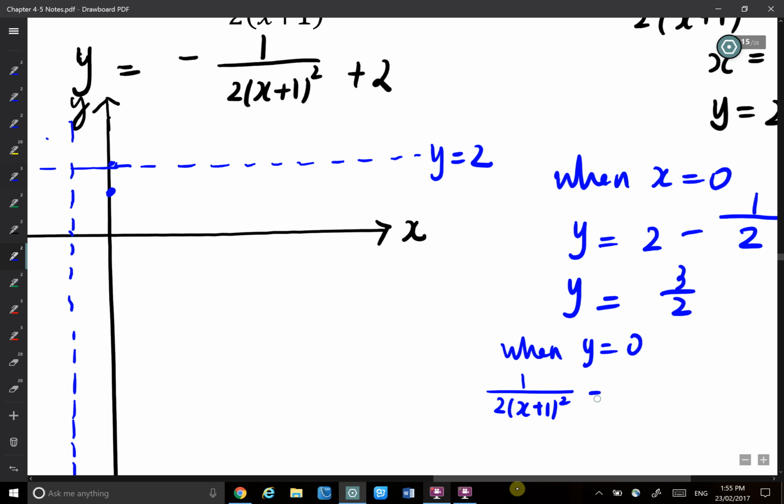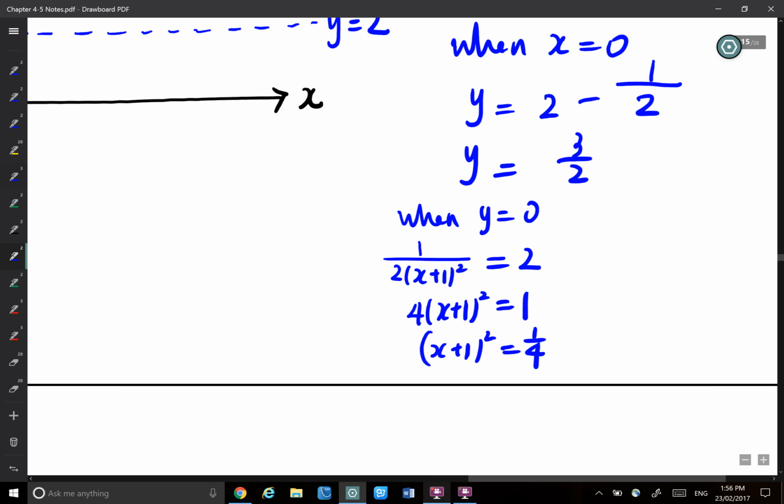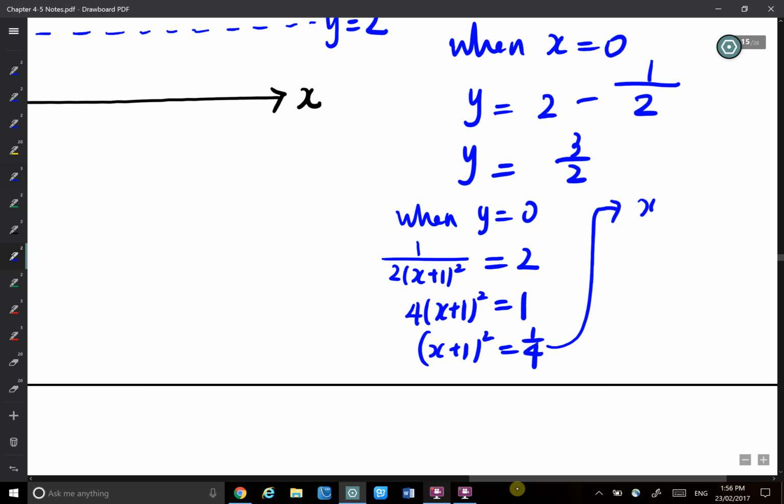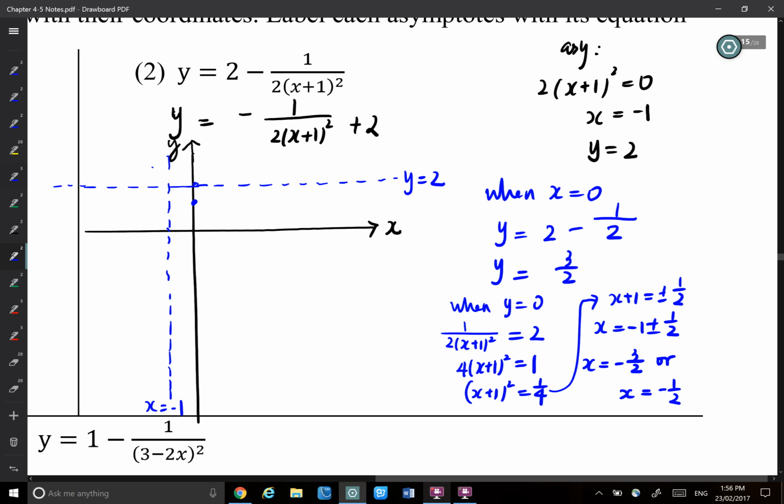To find the x-intercept, y equals 0, so 1 over (2x plus 1) squared should equal 2. Then I'll have 4 times (x plus 1) squared equals 1. So (x plus 1) squared equals a quarter. Then x plus 1 equals plus or minus a half, so x equals minus 1 plus or minus a half. So x can be minus 3 over 2, or x can be minus a half. That is minus 1.5 and minus 0.5.